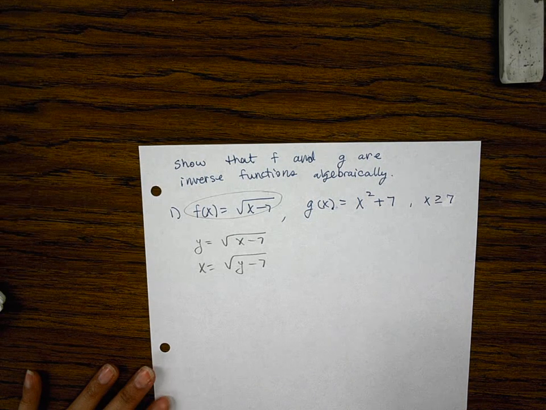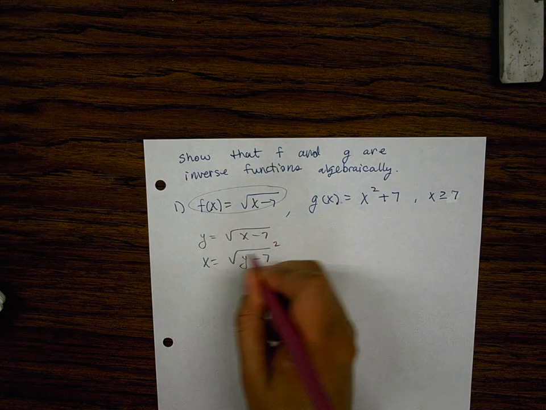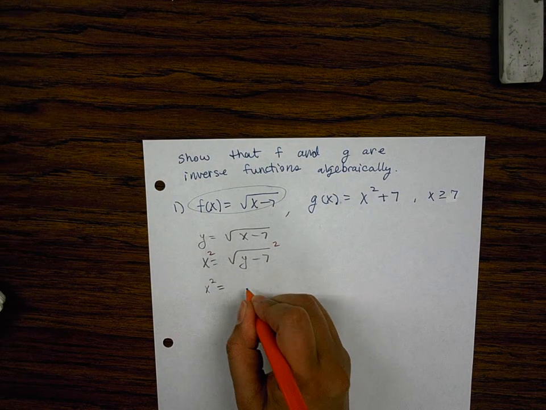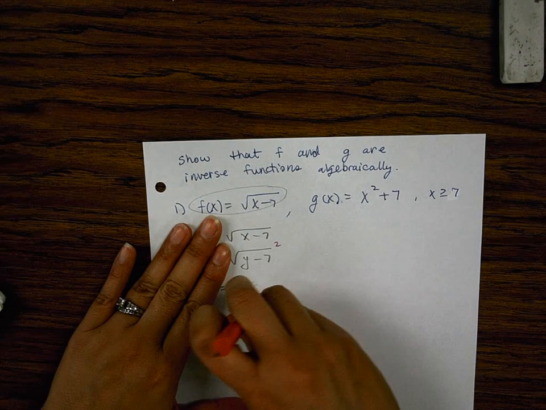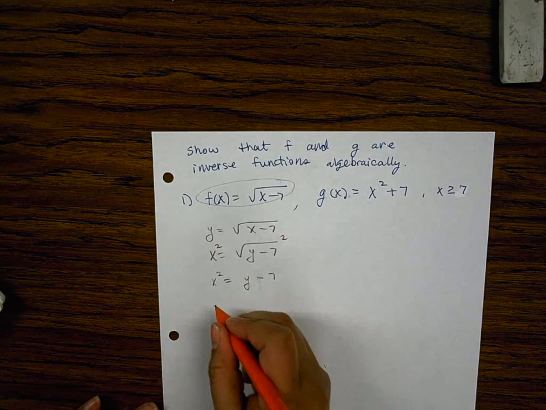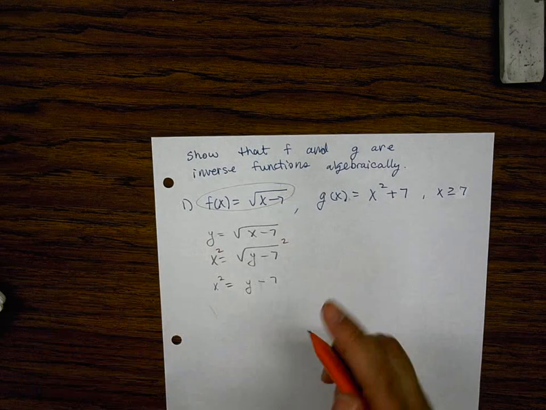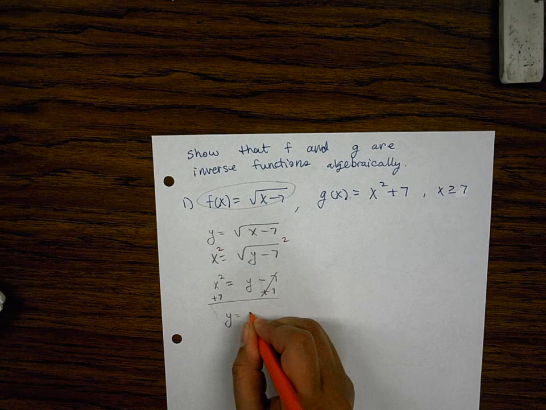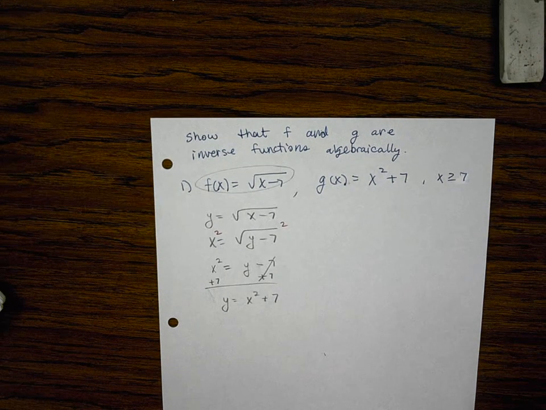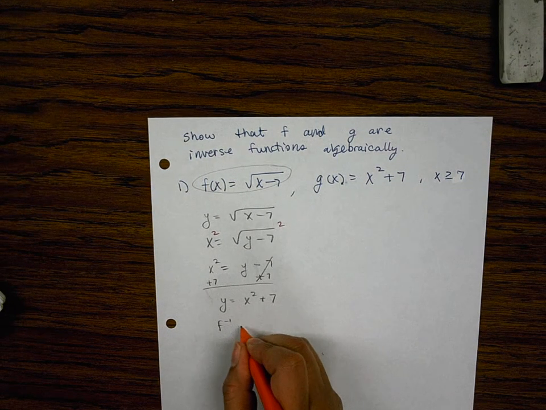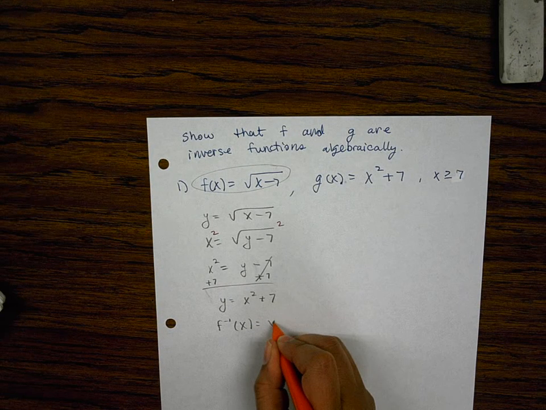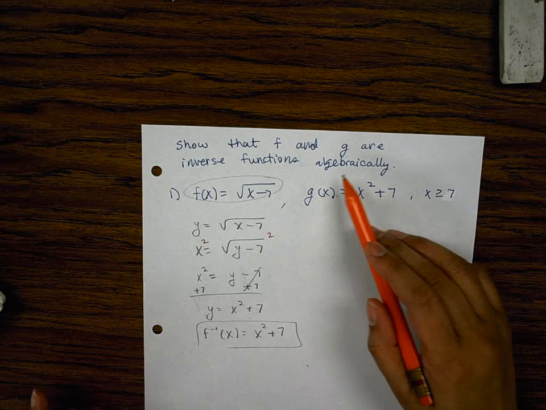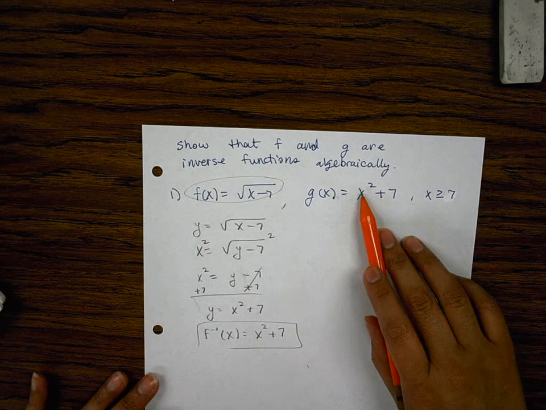All right, it's the steps. Change it to y, and then swap your variables, and then solve for y. And I'm hoping we all know that we would square both sides in order to solve. X squared equals y minus 7. Add your 7 to the other side. Y equals x squared plus 7. Change it to f inverse of x equals x squared plus 7.